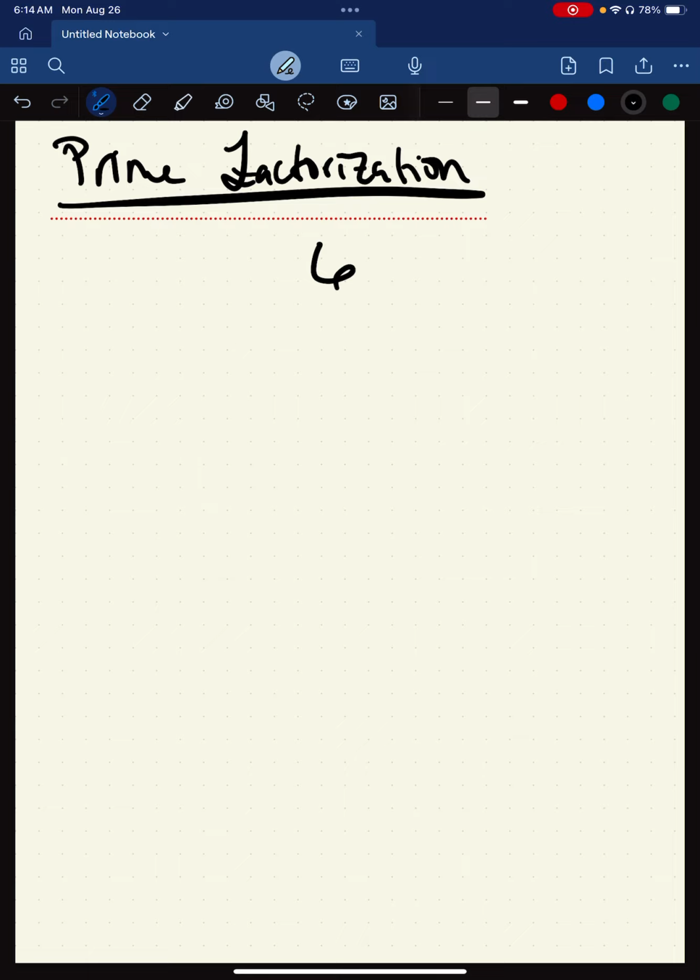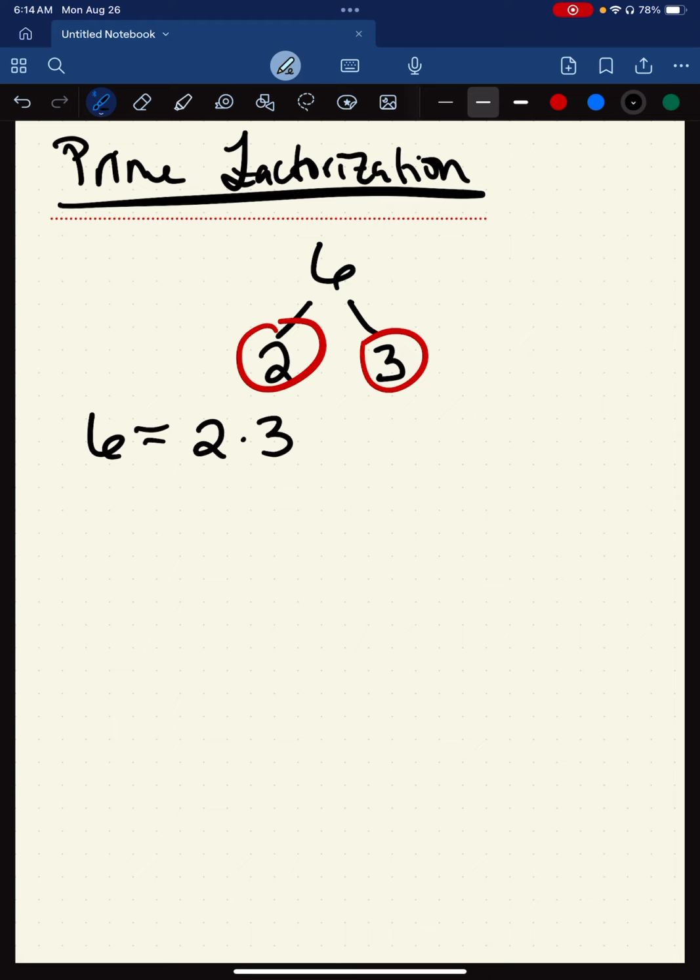So what we're going to do is we're going to make branches beneath the number, and we're going to do products. So 6 is 2 times 3. Once we get to a prime number, we're going to circle it, and I'll use red. And once we get down to where everything is circled, that's the prime factorization. So here, everything is circled on the bottom row. So 6 is 2 times 3. That is the unique prime factorization for 6.